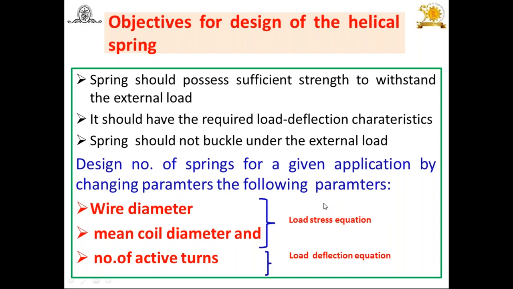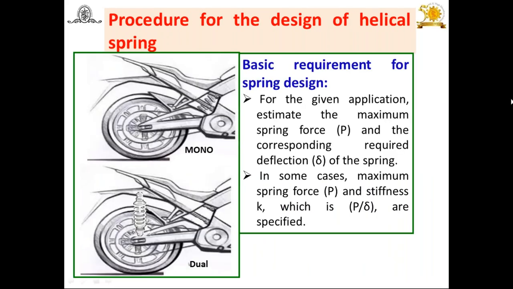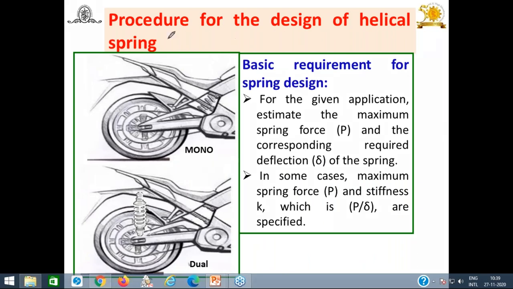But if anyone asks you to design a spring for a particular application, first of all, whether it's a helical compression, helical tension, torsional spring or a leaf spring, what the application is, then the spring should possess that objective. And then wire diameter, mean coil diameter, and number of active turns play an important role. To find them out, you have to use the load stress equation and the load deflection equation. Then you are going to find out their dimensions. Try to understand. Now I am going to discuss the procedure here.